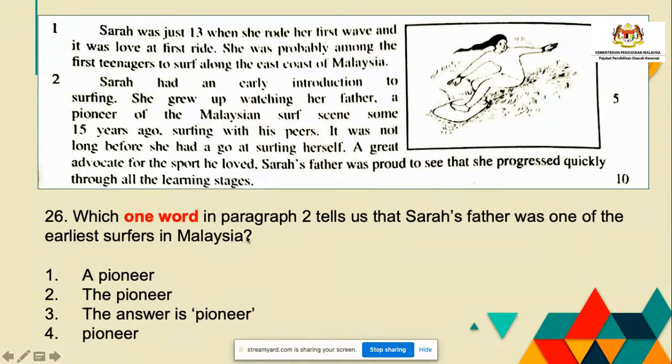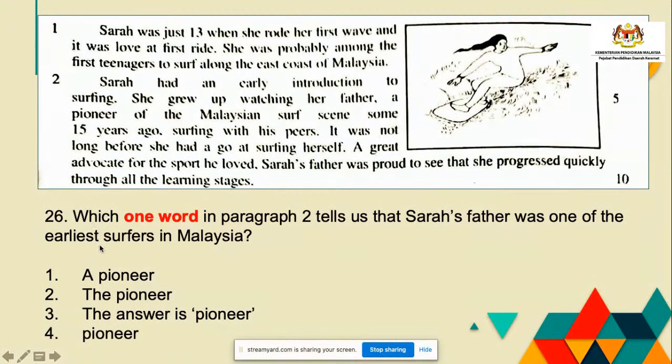So here we have paragraph 1 and paragraph 2. Paragraph 2 tells us that Sarah's father was one of the earliest surfers in Malaysia. So we need to find one word that describes Sarah's father. The idea is the word earliest. Earliest means yang paling awal.